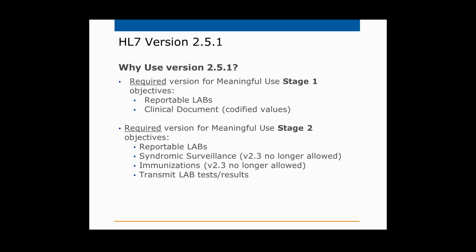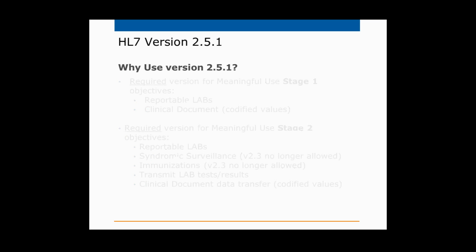We also see version 2.5.1 coming into play with stage 2 for transmitting lab tests and results, either as part of the public health interfaces to send reportable labs to your state, or as part of sending electronic lab results for the ambulatory setting. We saw both of those, and those both use 2.5.1 in stage 2. And I mentioned the clinical documents as well, so that carried over from stage 1.